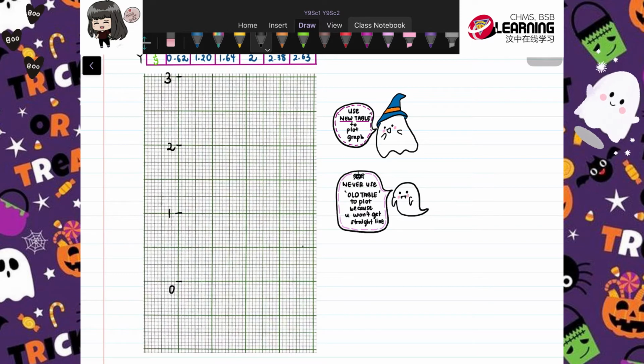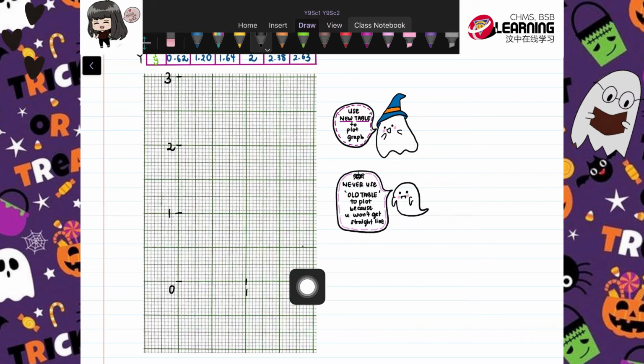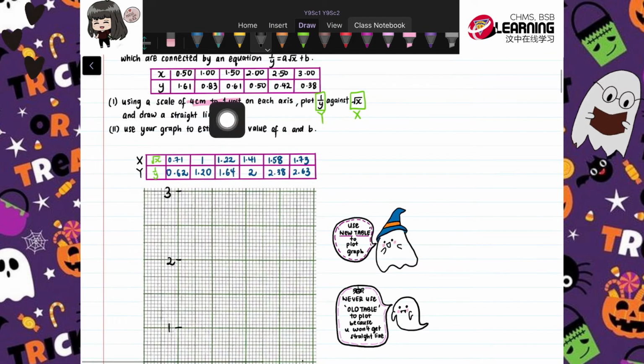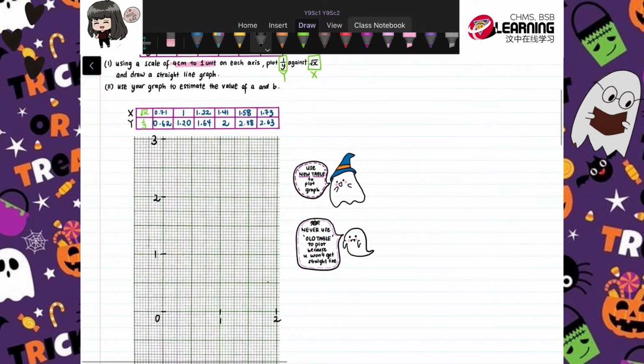And then here 1 and here 2. 4 cm for 1 unit, according to the scale they give, on each axis, the x and y axis also like this. We plot 1 over y against square root of x, so I need to label: this is 1 over y and this is my square root of x.